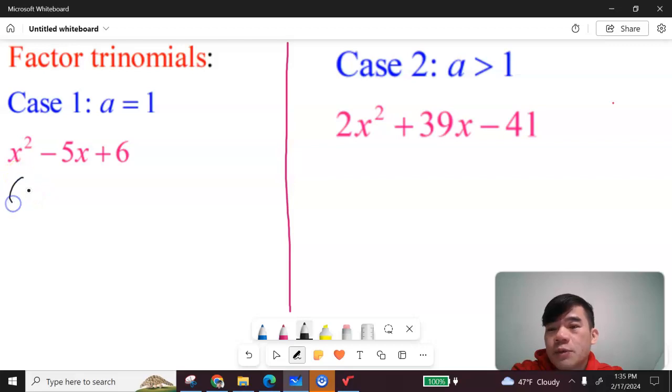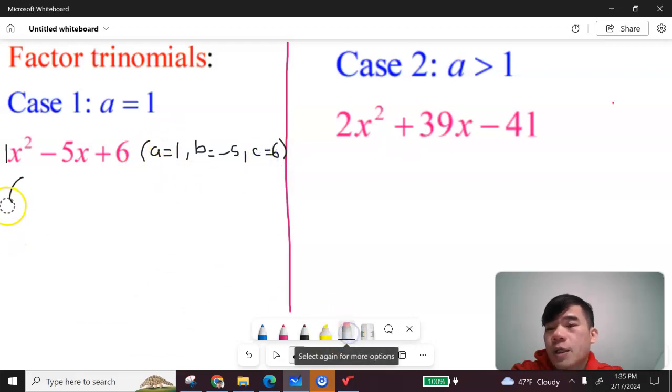Okay, so we look at this one. a is the coefficient in front of s squared, so a is 1. If you don't see anything right here, you put 1. b, we have -5, and then c equals 6.